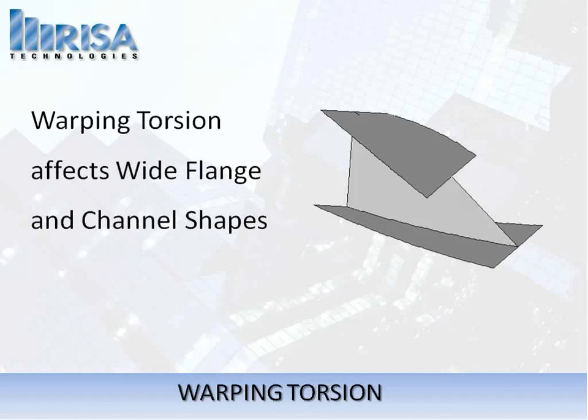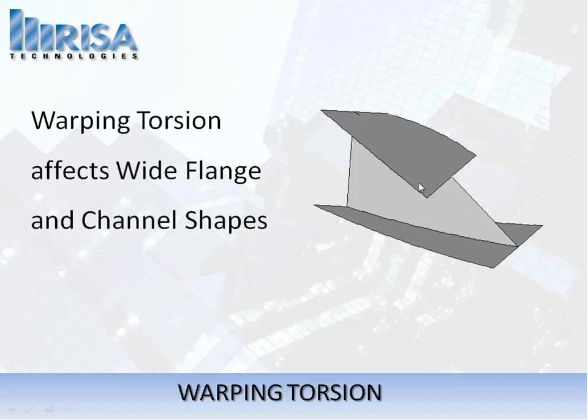Next, let's talk for just a moment about warping torsion within members. And that is torsion that exists in open members such as wide flanges and channels. Traditional torsion design for closed members such as a tube or a pipe would have a constant shear flow throughout the section of that tube or pipe.